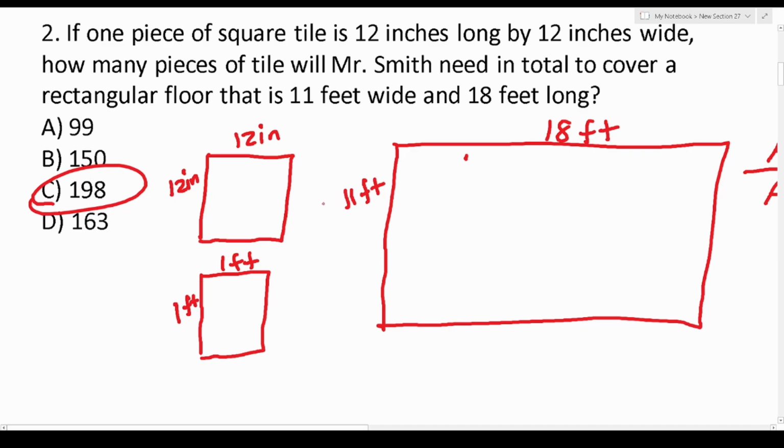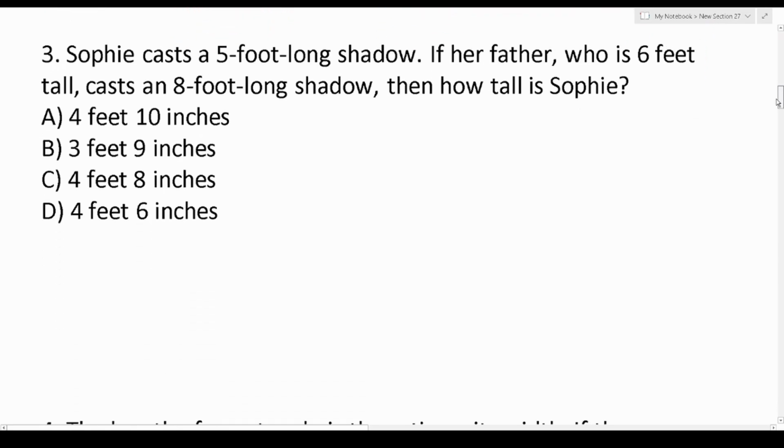Not that difficult. A lot of people probably got stuck making this conversion from 12 inches to 1 foot. And then you had to be mindful of the fact that to find how many pieces you're going to need, you're going to take the area of the floor space and divide it by the area of a single piece of tile. Okay, so not too difficult.